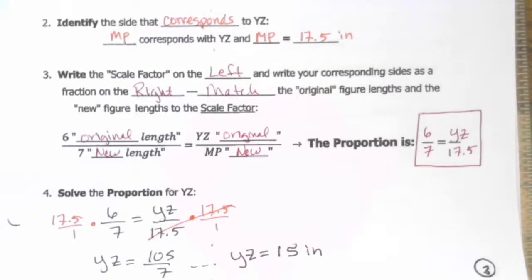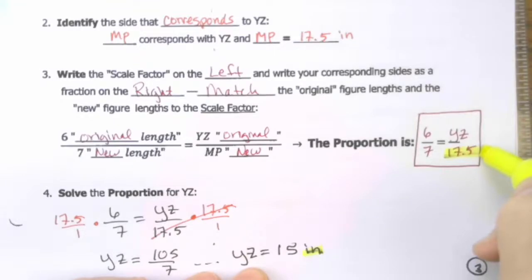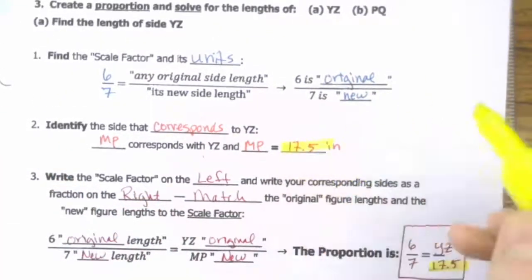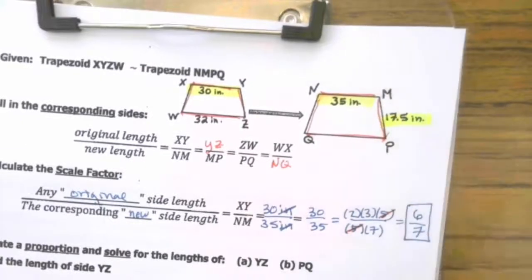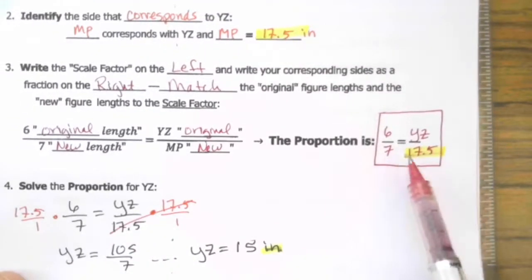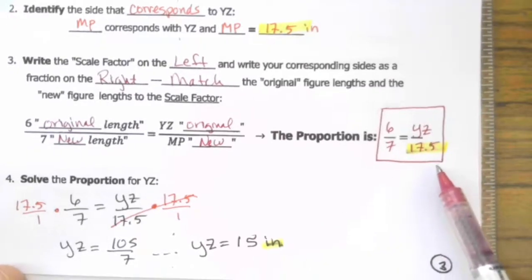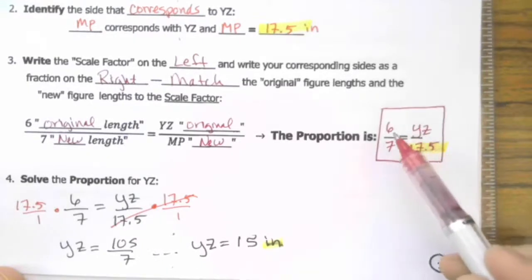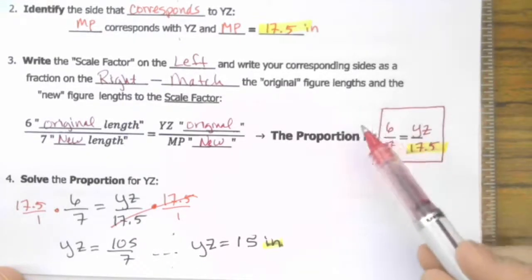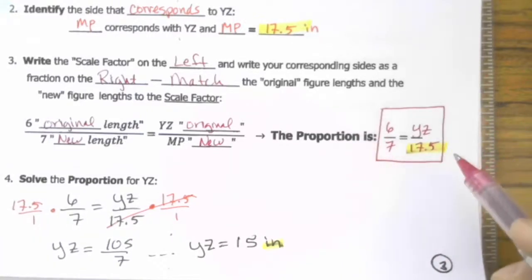Now, where did we get inches from? The inches came from the measurement that we had, which was the length of MP, which was on the drawing. So the units of YZ are dependent upon the units of its corresponding number. So if 17.5 was meters, YZ would be in meters. If 17.5 was in miles, YZ would be in miles. 6 over 7, the units have canceled out, so that part won't change at all. The only determination of units comes from the measurement that you pull off the drawing.